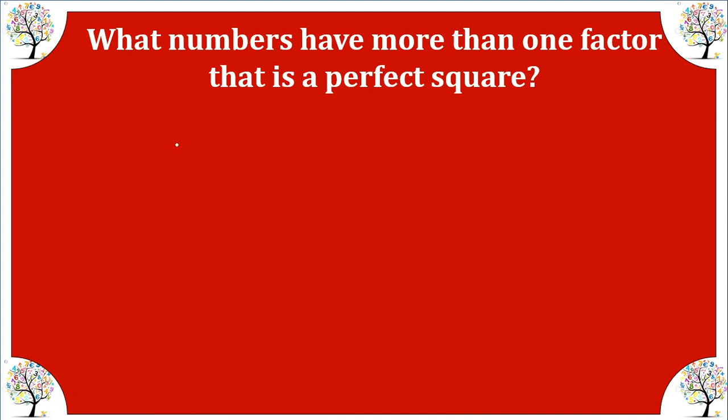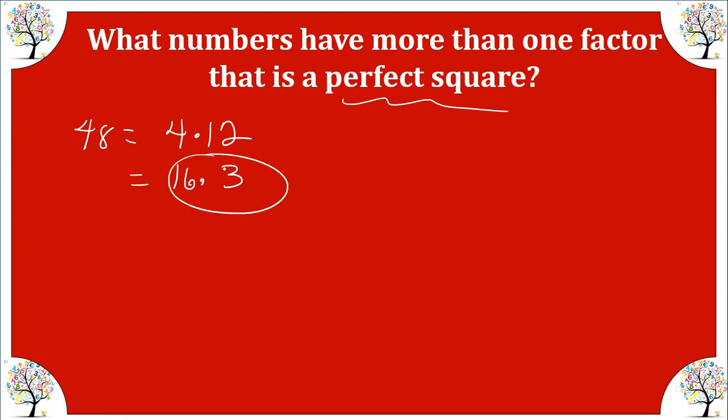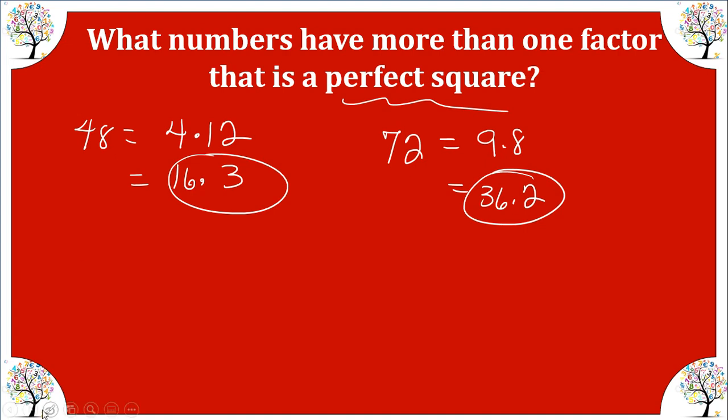So what numbers have more than one factor that is a perfect square? So we've looked at these, like 48. We could break this down into 4 times 12, but we could have also broken it down into 16 times 3. Again, 16 times 3 is the most efficient one. I think we looked at 72. We know 9 times 8 is 72, but also 36 times 2. And of course, this one is the most efficient. There are several more, but just be prepared to pick out some of the numbers that have multiple perfect square factors. So I hope this helps.